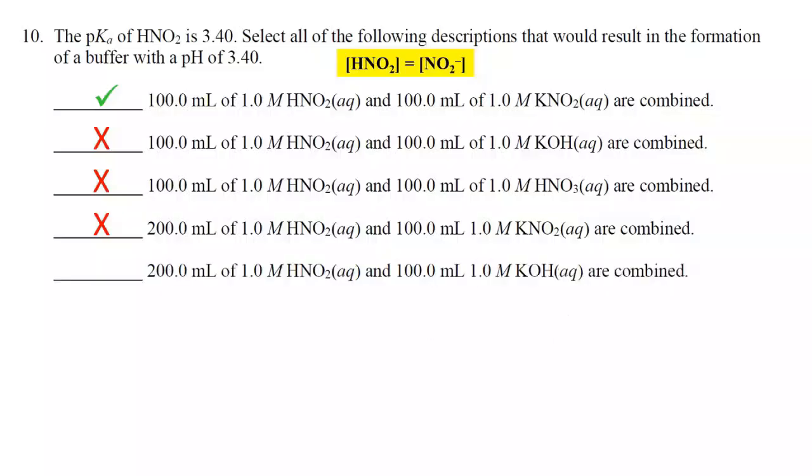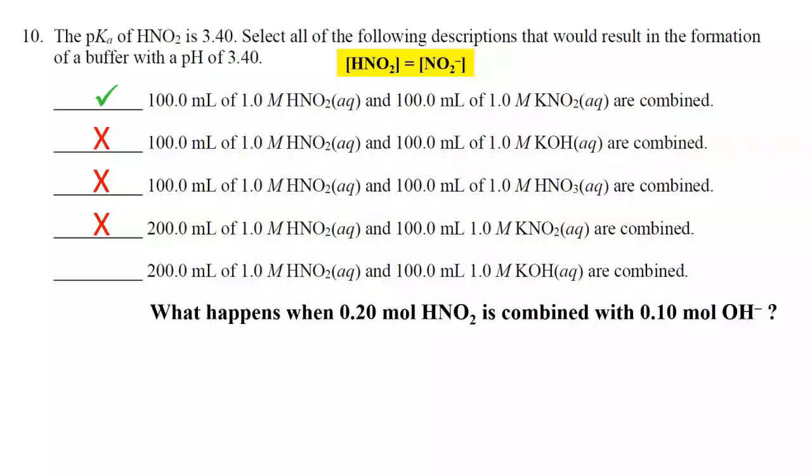Now, in our next description, this one looks similar to the second description in that we're combining 1 molar nitrous acid with 1 molar potassium hydroxide, but the volumes are not the same. Take a look. What happens if we have 0.2 moles of nitrous acid combined with 0.1 moles of hydroxide? We're not going to convert all of the nitrous acid into the nitrite ion as we saw earlier in that second description. Now we're going to be converting half of the number of moles of nitrous acid into the nitrite ion, or the conjugate base.